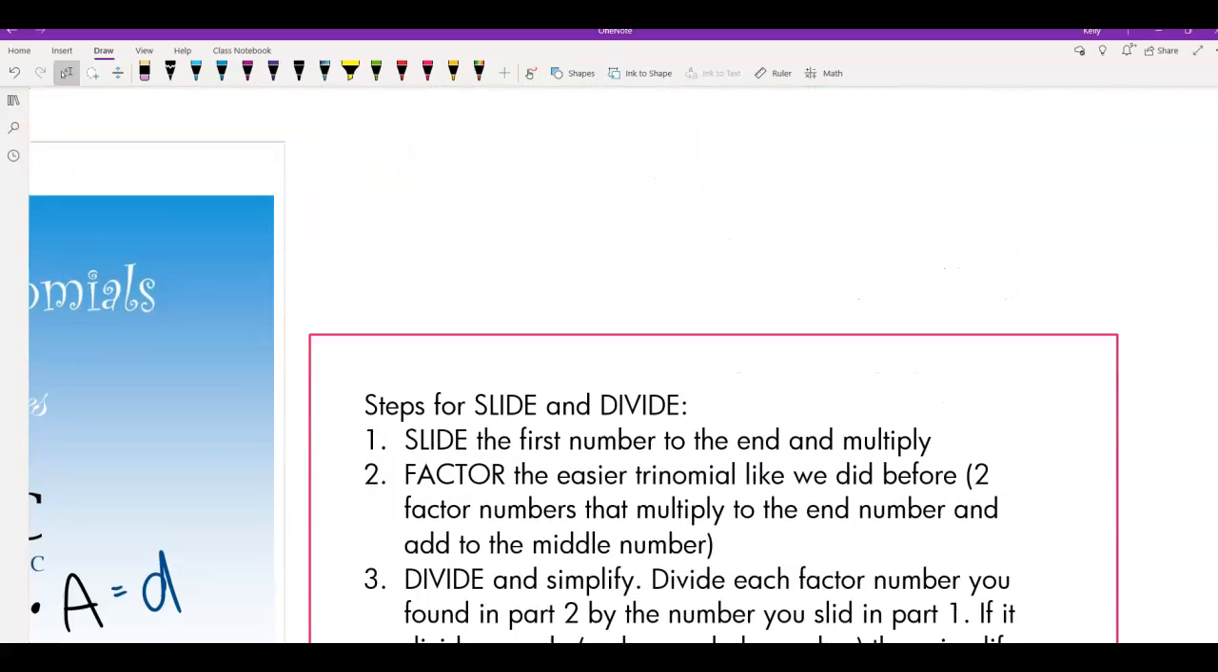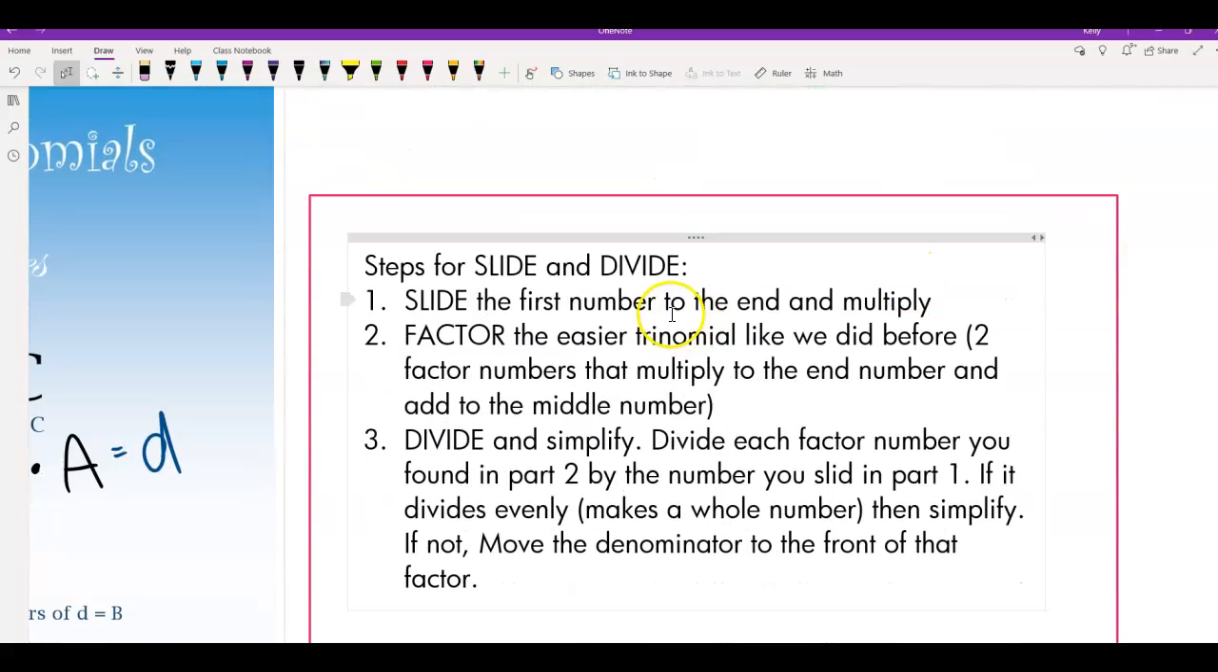So we're going to slide the first number to the end and multiply, factor like we did before, two numbers that multiply and add to the middle, and then we're going to go through and divide. Don't forget, a lot of you forgot that divide part when we were doing slide and divide. You did the slide part and you factored, but then you forgot to divide, so don't forget to divide. Remember, when you're dividing, if it makes a whole number, then you should divide those two numbers. If it doesn't, then you're just going to move that denominator up to the front.